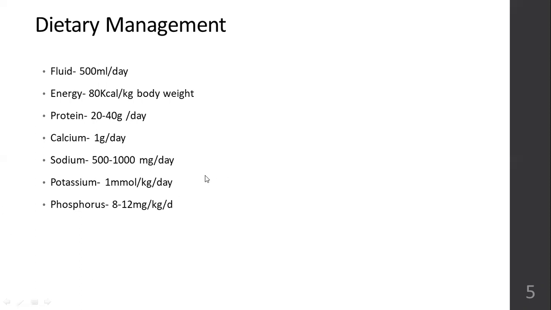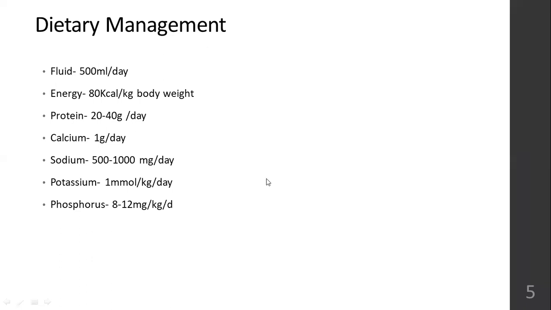Then sodium, yeah, potassium 1 millimole per kg per day. Again, potassium restriction is given. You are not supposed to give a lot of fruits. Phosphorus 8 to 12 mg per kg per day. Okay, phosphorus also, so certain restriction you have to maintain.